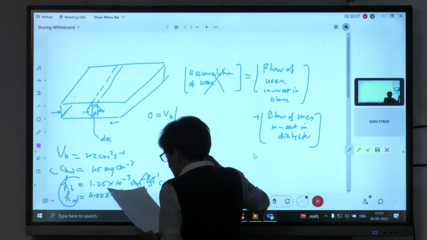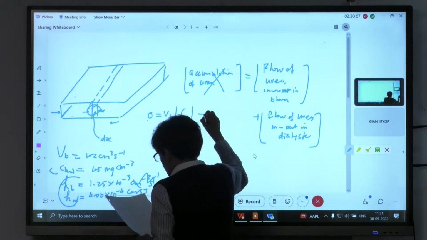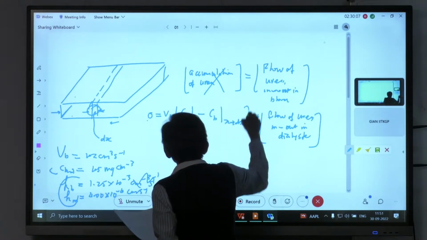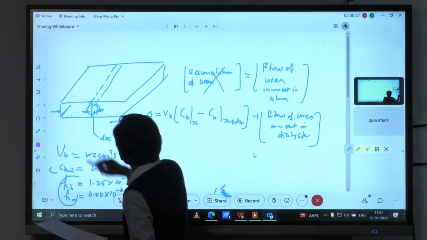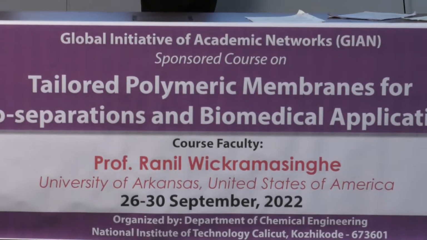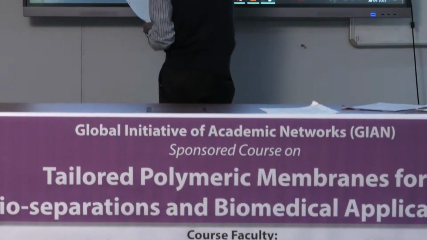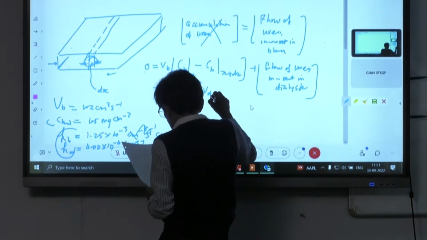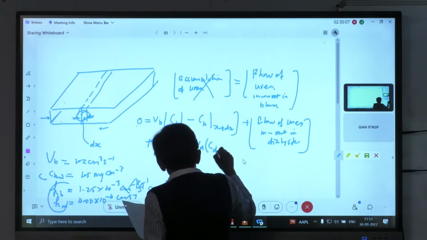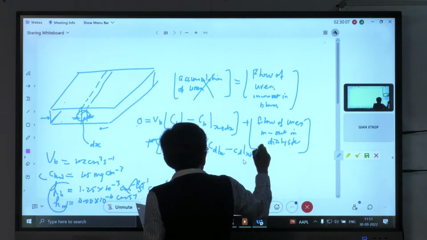So 0 multiplied by VB, concentration in the blood at x, minus concentration in the blood at x plus delta x, okay? So what's coming in at x and what's leaving at x plus delta x, plus Vd, that's the dialysate flow rate, multiplied by C in the dialysate at x minus C in the dialysate at x plus delta x. Okay, so that's all I've said.